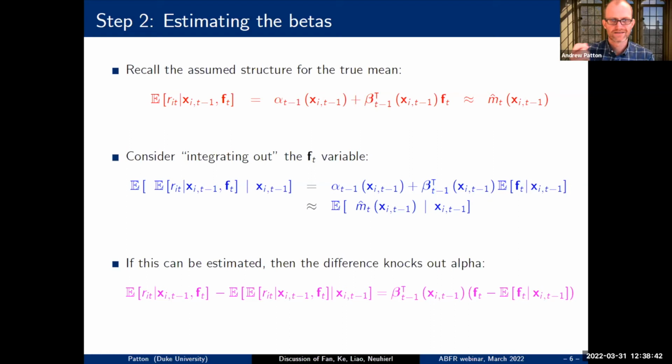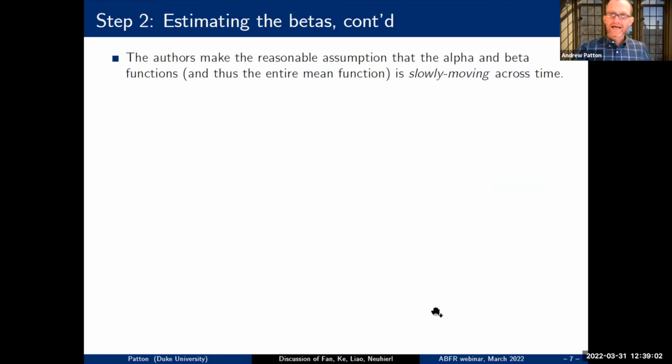So the deep neural net gives you M hat. Some sort of local smoothing allows you to estimate the blue equation. And then the difference between those two things gives you what looks like a pretty standard no arbitrage factor model. So there's no alphas anymore. There's only beta.